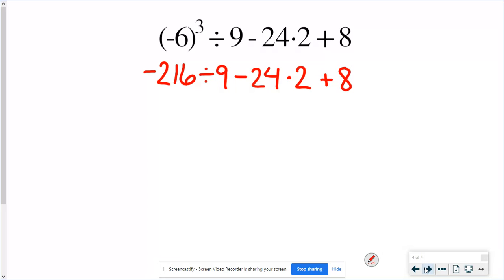Now I've got a division and I've got a multiplication. So I have to make sure that I do this division first. That's what I get to first in my problem. And -216 divided by 9 is -24.